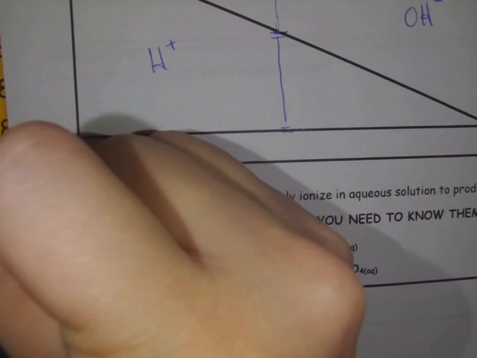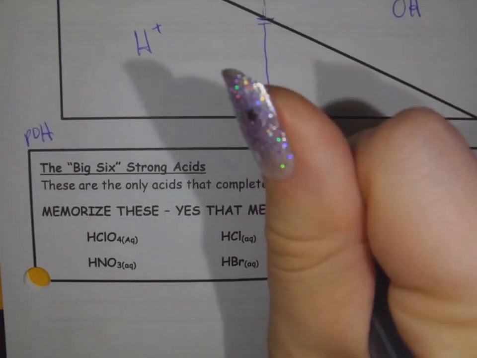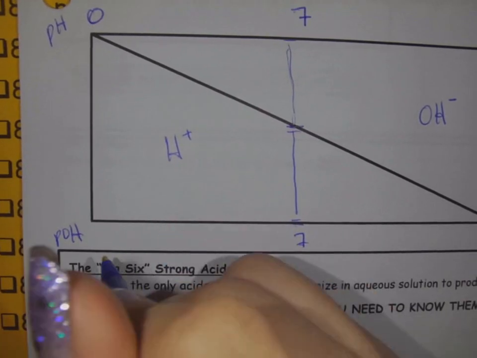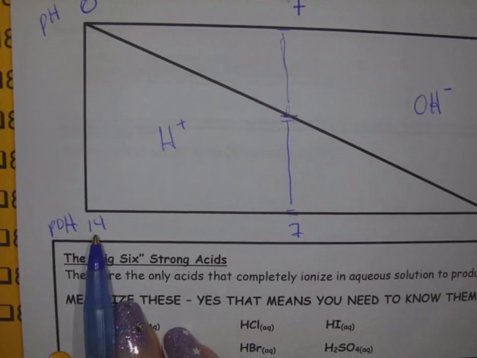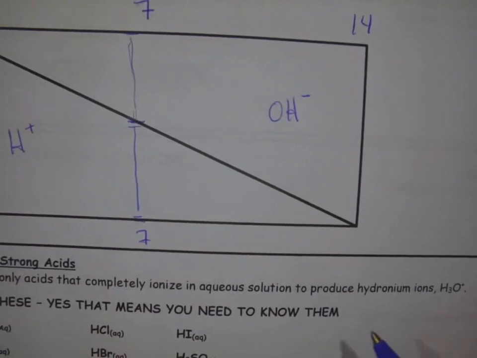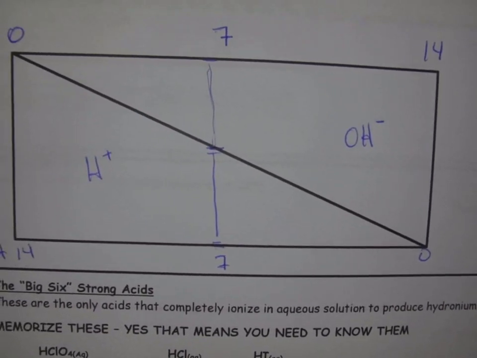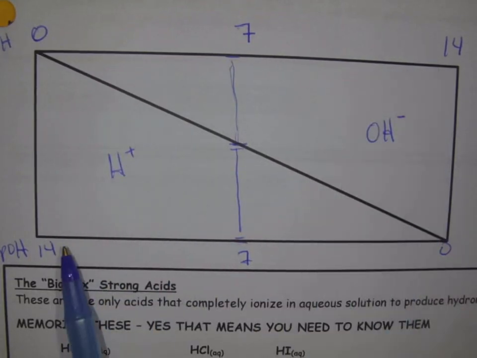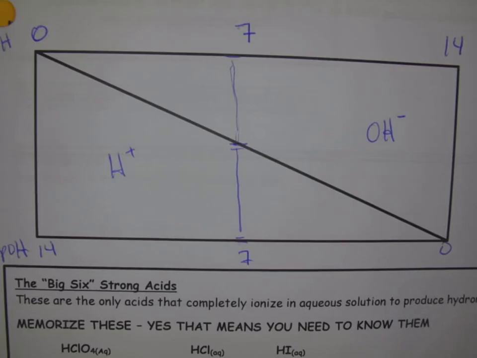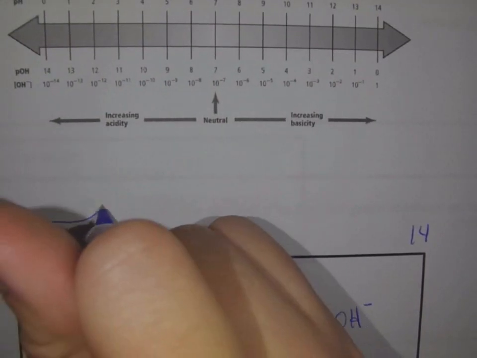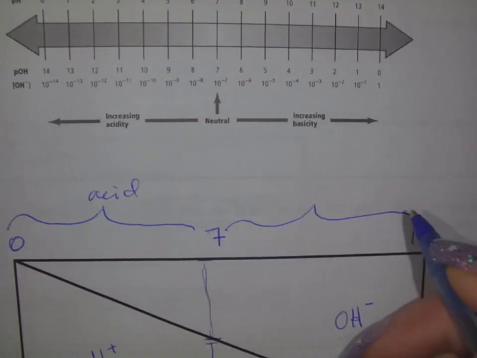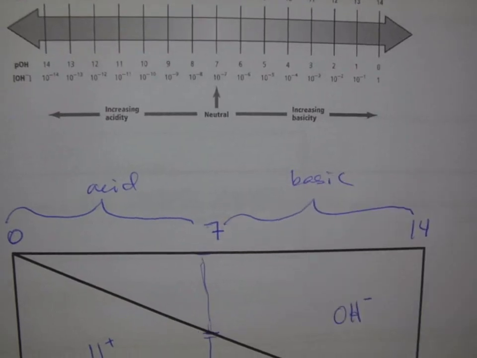Okay, down here, what about pOH? Well, pH plus pOH is equal to 14, right? So 0 plus 14 would equal 14. 14 plus 0. So we have this opposite relationship here, that as pH increases, pOH decreases, and vice versa. So just keep that in mind. And last thing, label this for me. This is the acid side. This is our acidic side. This is the basic side there.